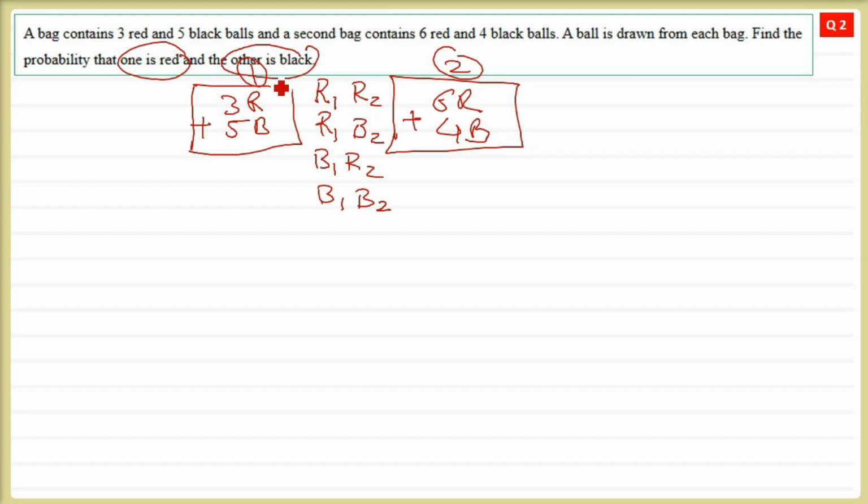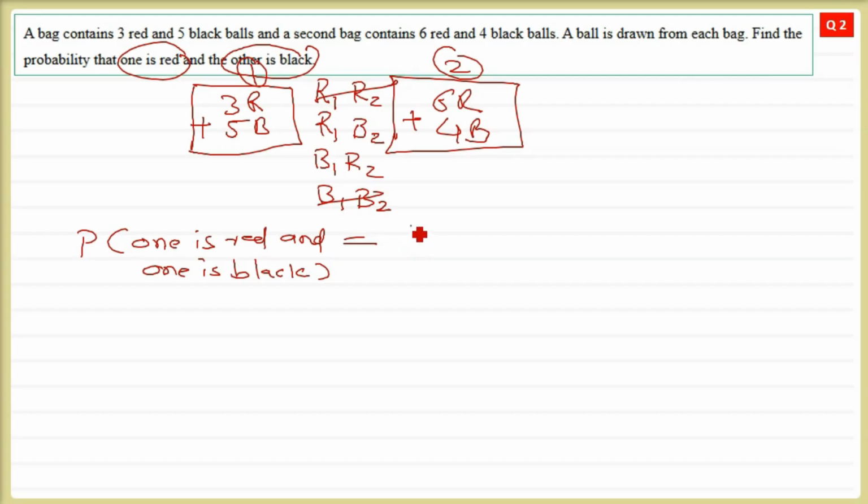One is red and the other is black. It's not given that the first has to be red and the second has to be black. It is given red black or black red. So we will take the second and third options here, R1 B2 and B1 R2. The first one is saying one is red and, meaning intersection, one is black.